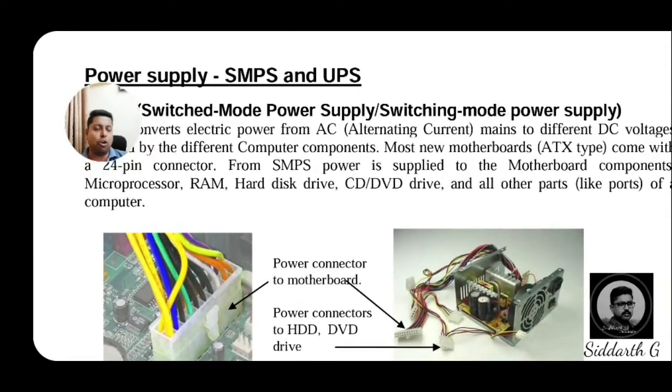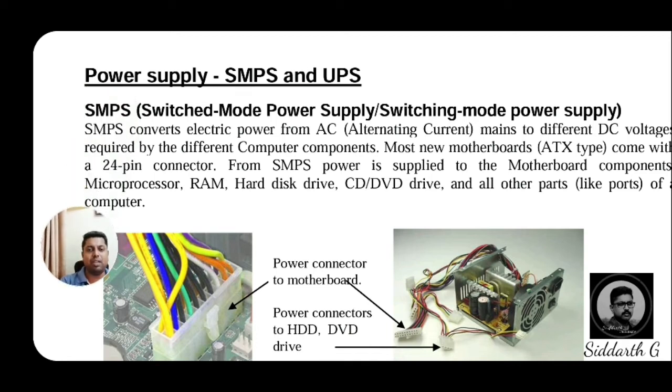Then I will come to the switched mode power supply, or switching mode power supply. SMPS converts electric power from AC current to DC current, alternating current to direct current. Dear students, one thing you should remember: to turn on a computer, we need a minimum of 230 AC volts. After that, SMPS converts the AC current into DC current, and it bifurcates that 230 volts into different voltages, nearly 12 volts, 5 volts, 3.3 volts and 0.5 volts.